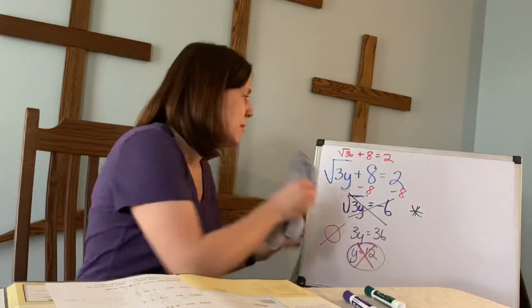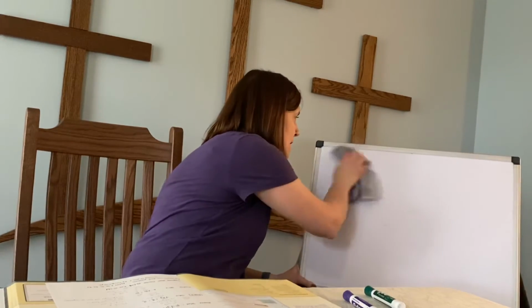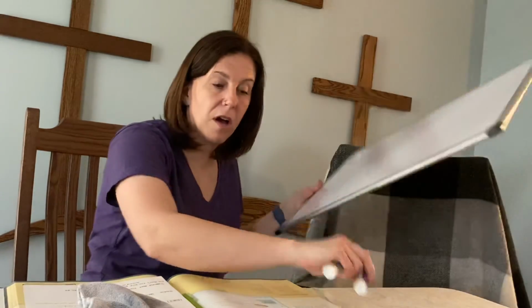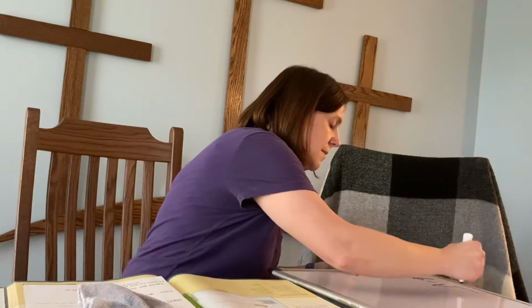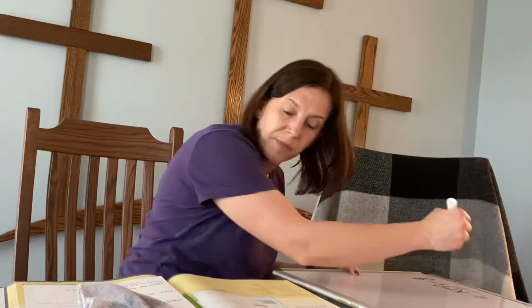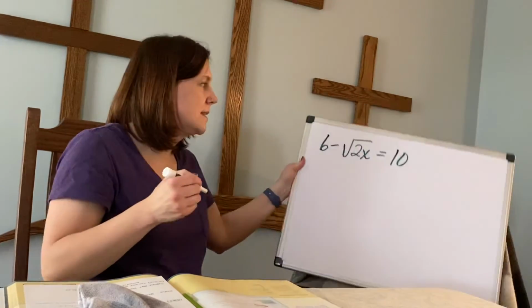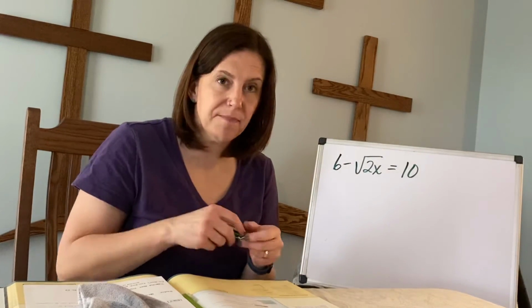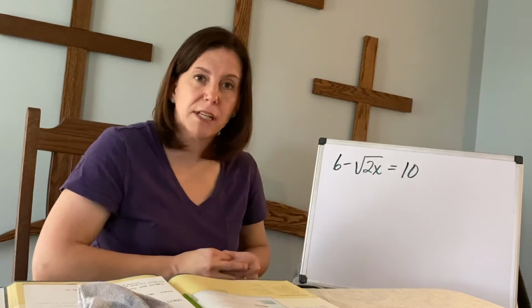Okay, there's one problem that I want you to try. Another version of this one, and it is the got it problem from number 5, and it looks like this. 6 minus the square root of 2x equals 10. Okay, I want you to pause the video and come back when you're ready to go over this.